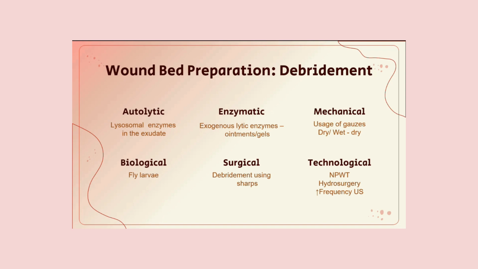Another is biological debridement. Fly larvae are bred in sterile conditions and put in the wound. They will eat the slough and act as a debridement procedure. Surgical debridement we are aware of, like the surgical colleagues, they might use shafts to form a clean wound site and then proceed from there. Even negative pressure wound therapy comes under technological debridement, and other technological debridements are hydrosurgery and increased frequency ultrasound.